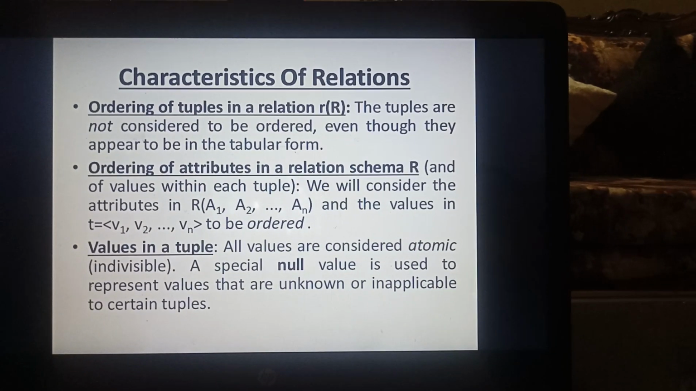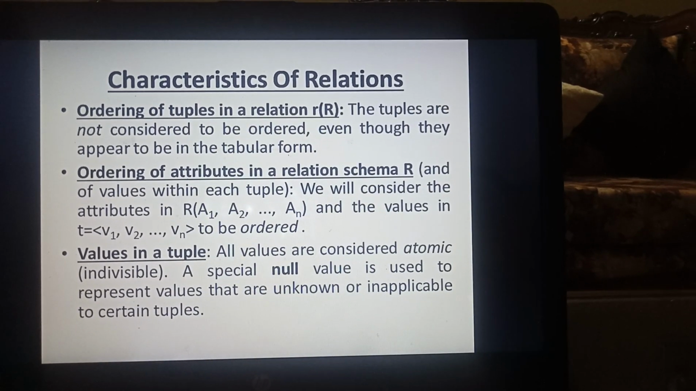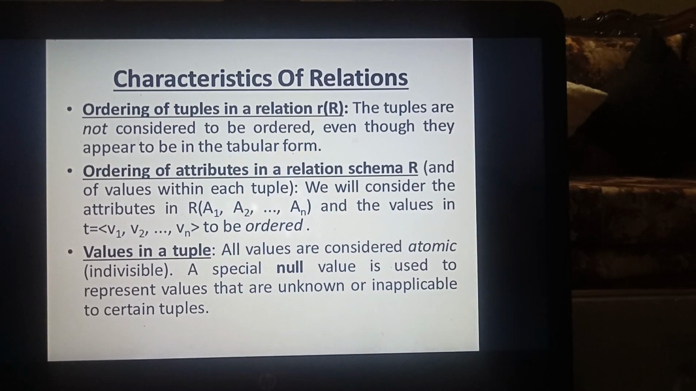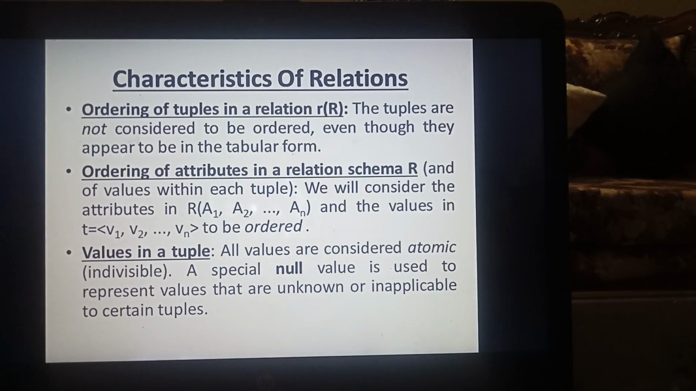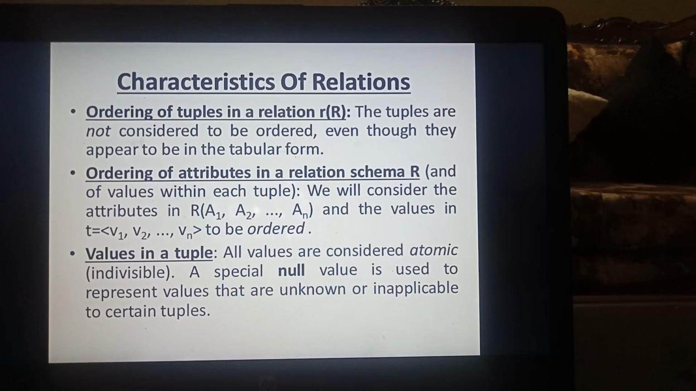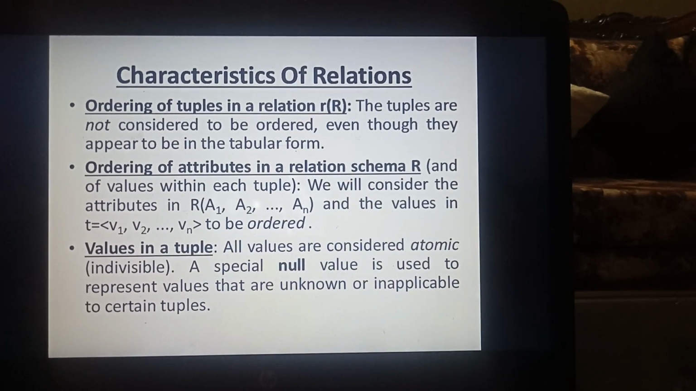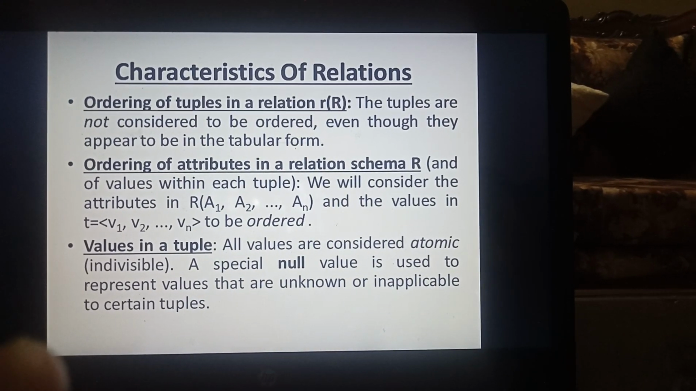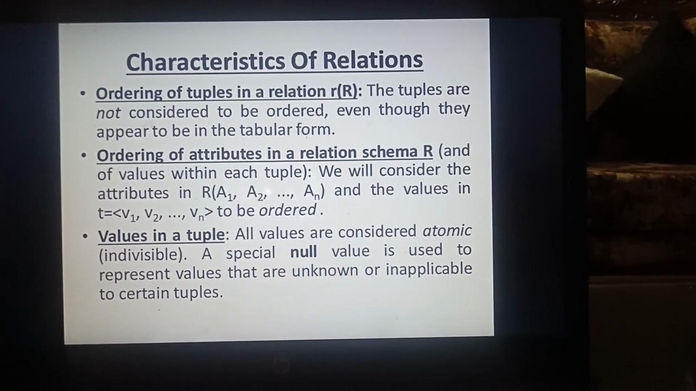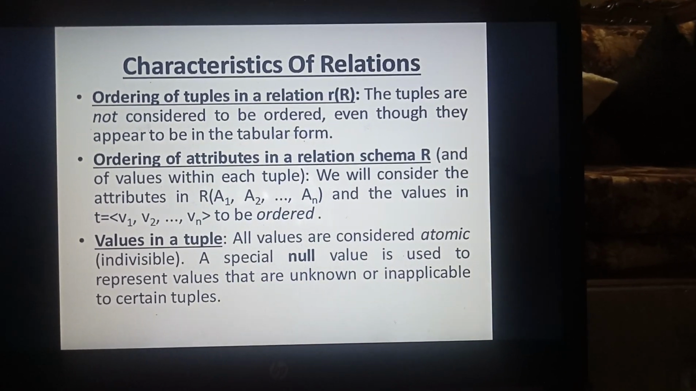The first characteristic is the ordering of tuples in a relation. Now the tuples are not considered to be ordered even though they appear to be in tabular form. This characteristic is about the tuples, meaning rows. So the tuples are not considered to be ordered, meaning they can be in any order. It is not mandatory that tuples should be in a particular order.